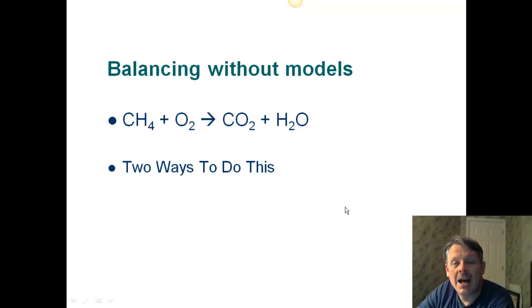So, how do I balance these things without using models? Well, frankly, there are two ways to do this. Mrs. Sherman, Bergman and Sams, and myself, I believe, do it the same way. Mrs. Can has a different way of balancing, and she creates a matrix to do it. In all honesty, I can't do it that way, and I can't do it justice.